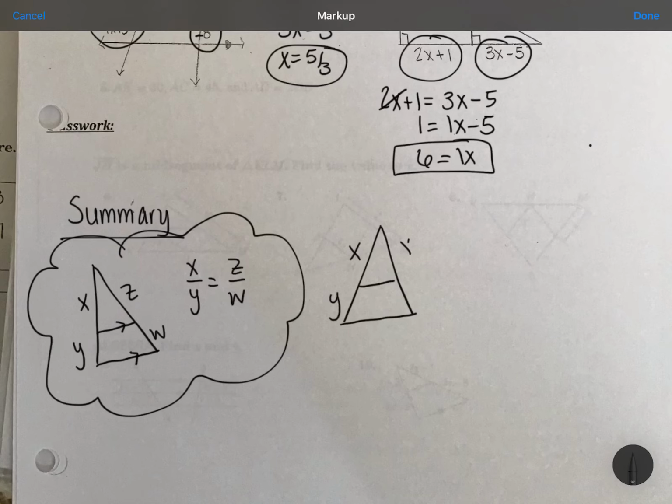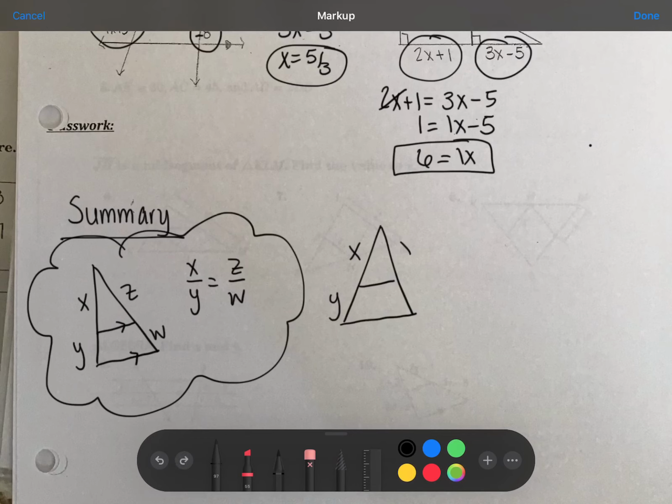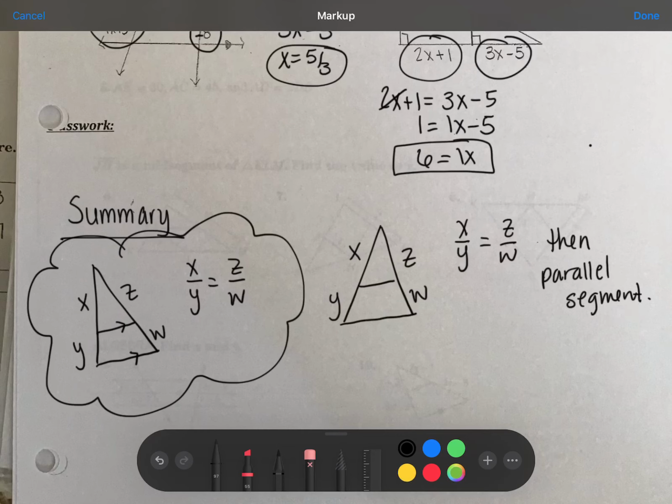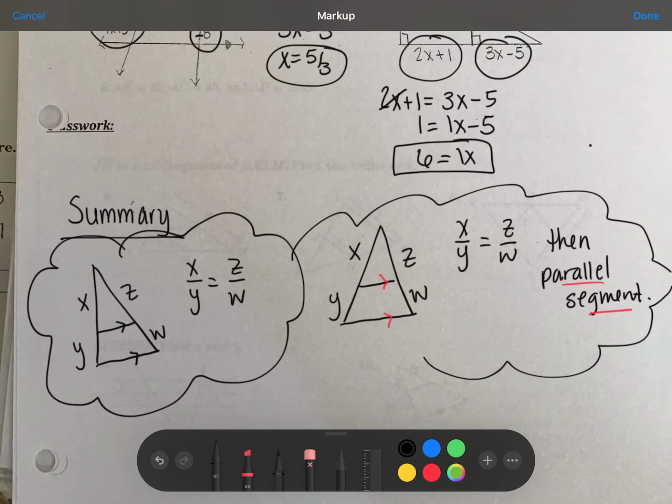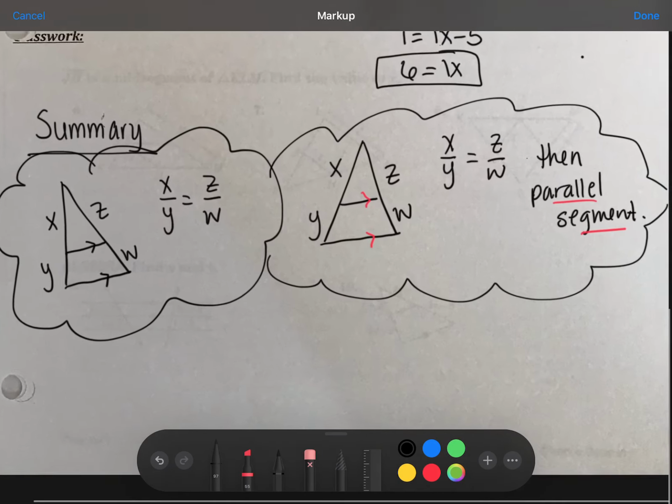So if x over y is equal to z over w, then we have parallel segments. And I'll mark that in red. Then we have parallel segments. That's just the converse of the first theorem. They're just the opposite of each other.